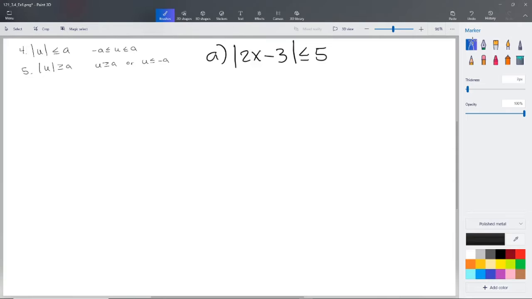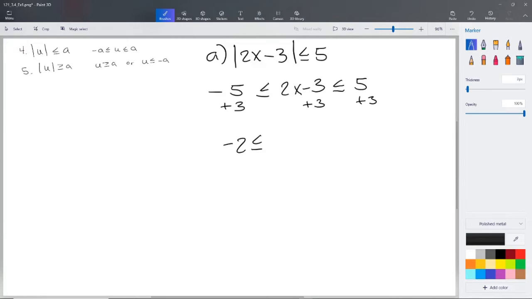Once we have this in place, we can then use the rule here. Whatever's in the absolute value is in the middle of this. So 2x minus 3 is going to be in the middle. Our symbol stays the same as written twice. A positive 5 goes here and a negative 5 goes here. And then we solve. Our first step is to add 3 to everything, so add 3 to the middle and to the right and to the left. So we have negative 5 plus 3. That's going to be negative 2.